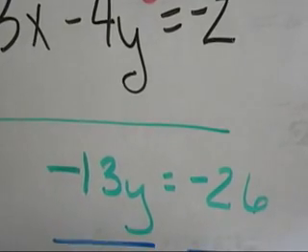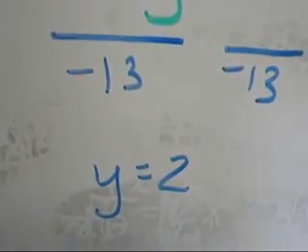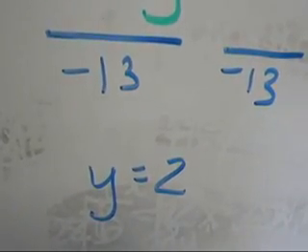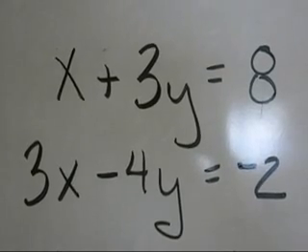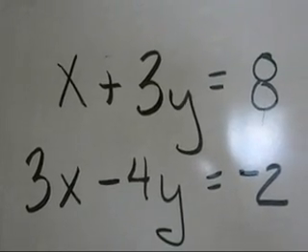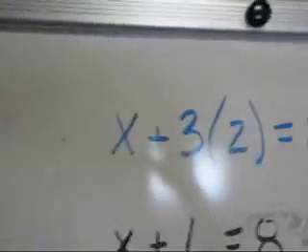Get y alone by dividing on both sides by negative 13. And therefore the value of y is 2. Now I need to choose. Which of my two original equations shall I plug that into? Personally, I think the top one looks easiest. So let's plug in a 2 right there.